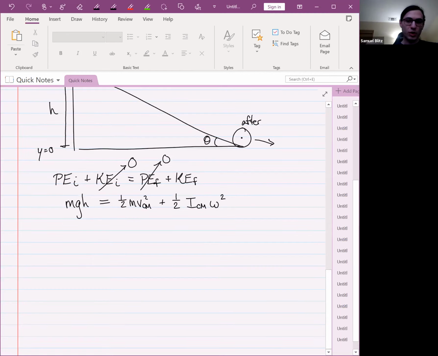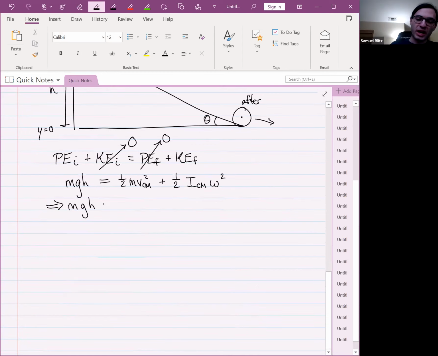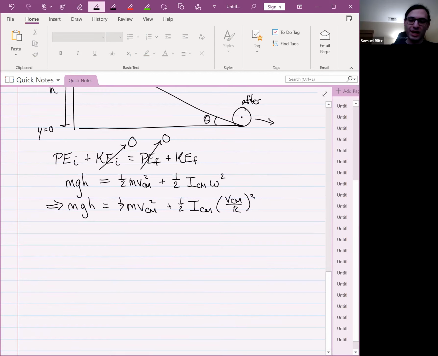So we can use the non-slip condition to rewrite this. We know how to write omega in terms of v. That's what the non-slip condition gets us. So we have that mgh is equal to 1/2 m v_CM squared plus 1/2 I_CM times (v_CM over r) squared. And then we can factor and group. We have 1/2 times (m plus I_CM over r squared) times v squared. So we pull this r out, put it underneath the I_CM, and then we have a relationship here.